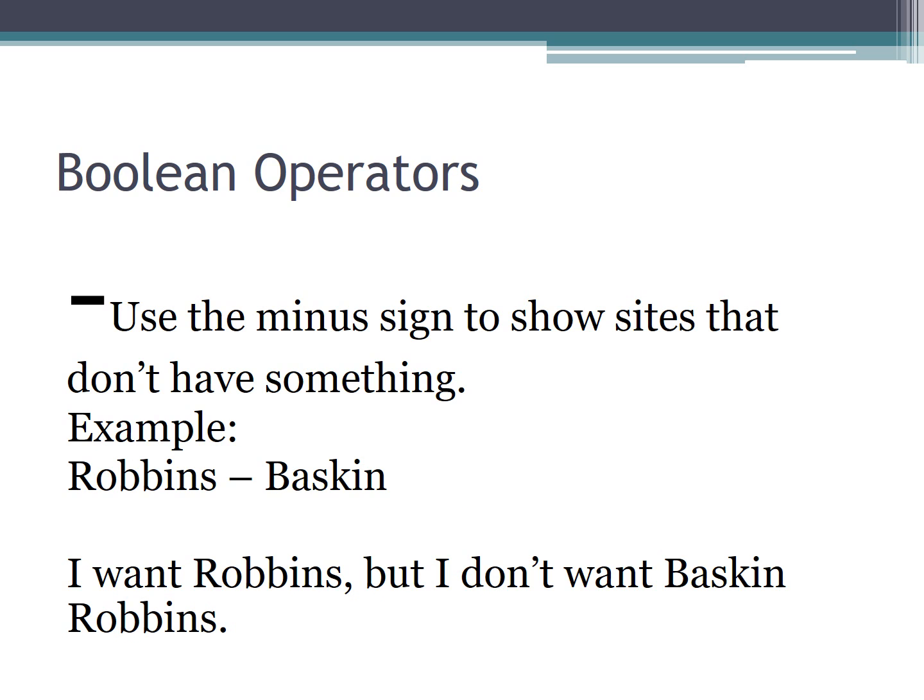You can use the minus sign to show sites that don't have something. For example, I have Robbins in my family. It's one of my surnames, but I don't want to see Baskin Robbins every time. I have Neils in my family, but I don't want to see O'Neills or Shaquille O'Neills every time I search for the Neils. So you can use a minus sign to hone in your search.